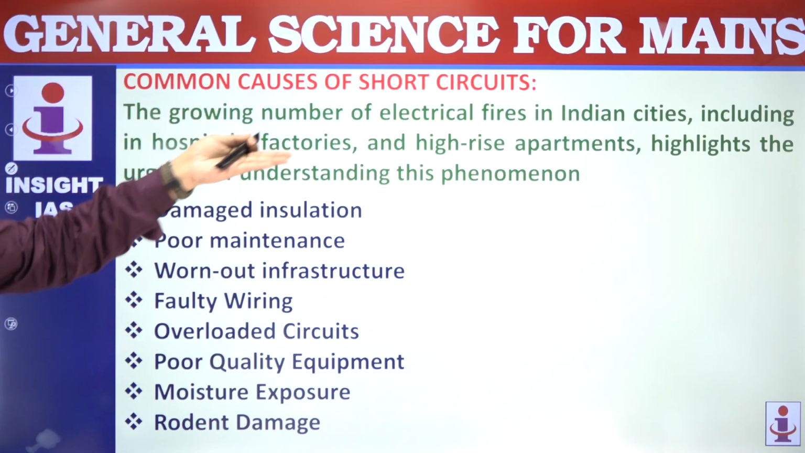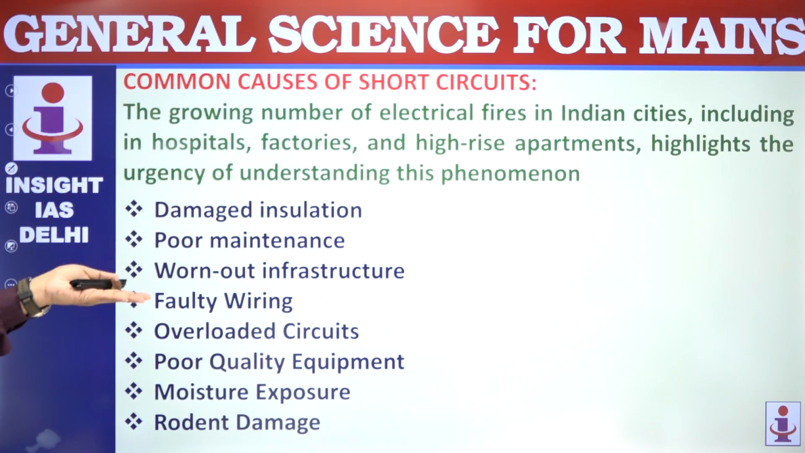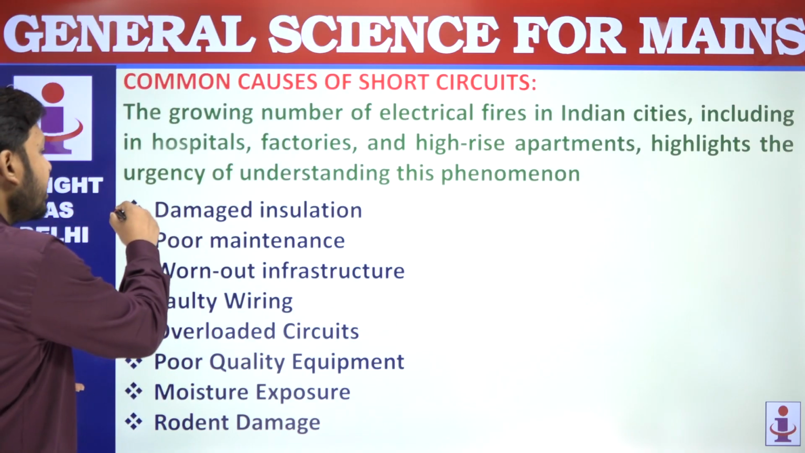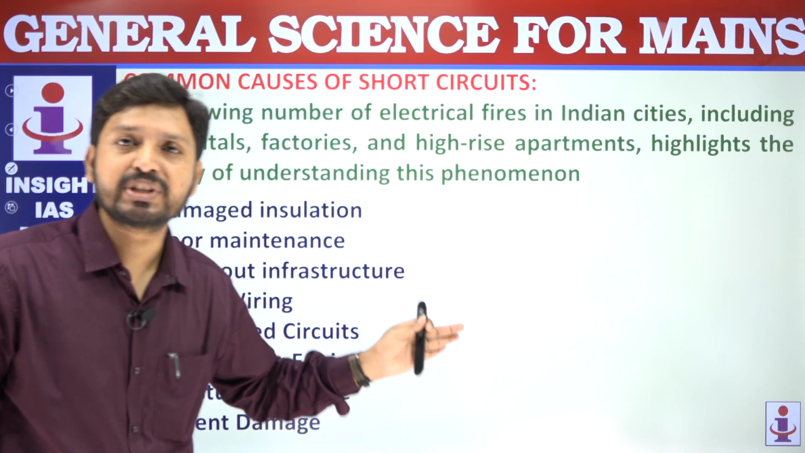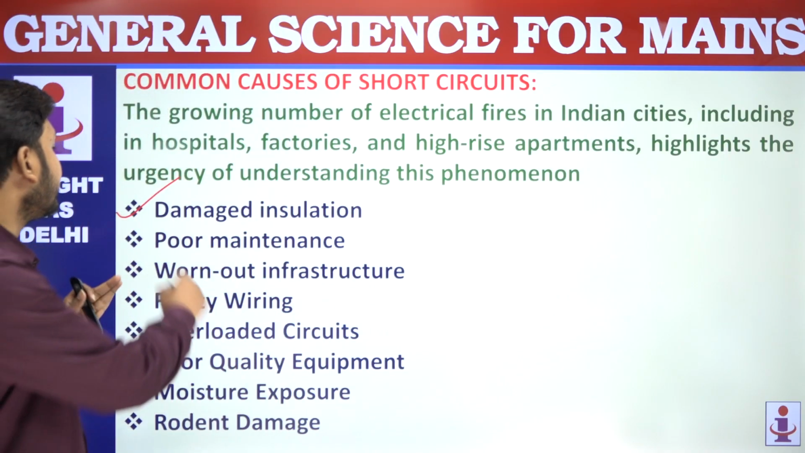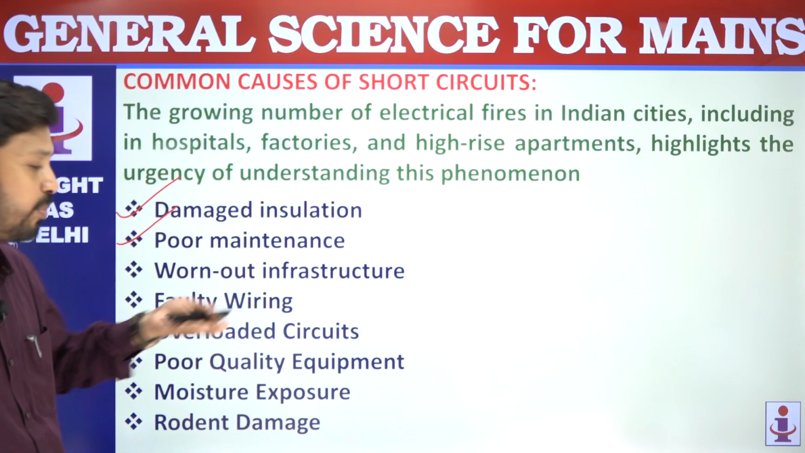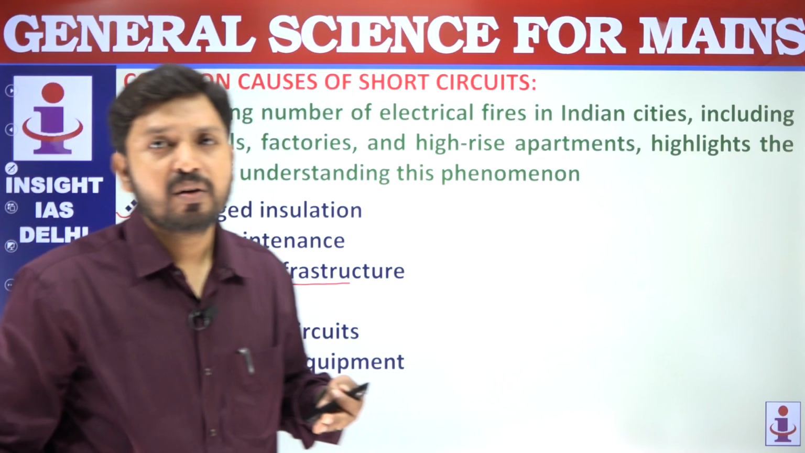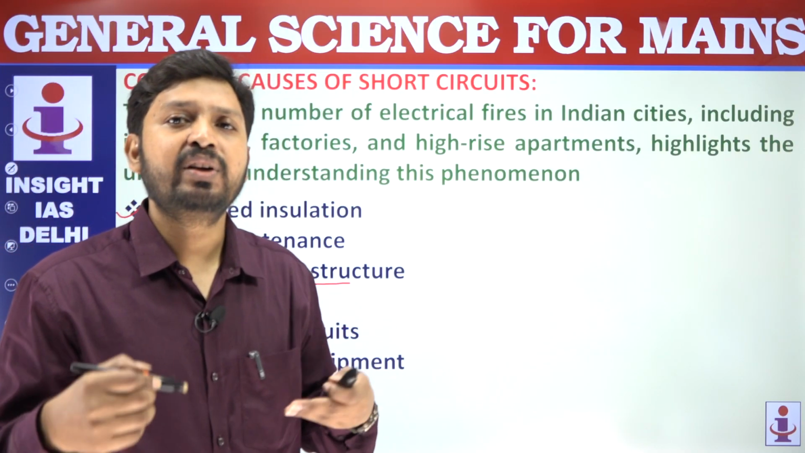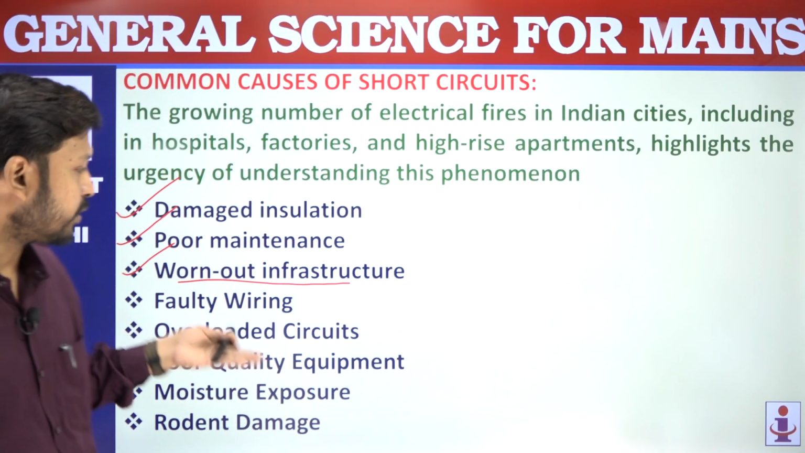So what are the common causes of this short circuit? Damaged insulation: if the insulation is getting damaged, then the chances of short circuits are there. Poor maintenance, where we are not maintaining properly, and worn out infrastructure. In any old building, if the wiring that has been done is worn out, then the chances of short circuits will be there.